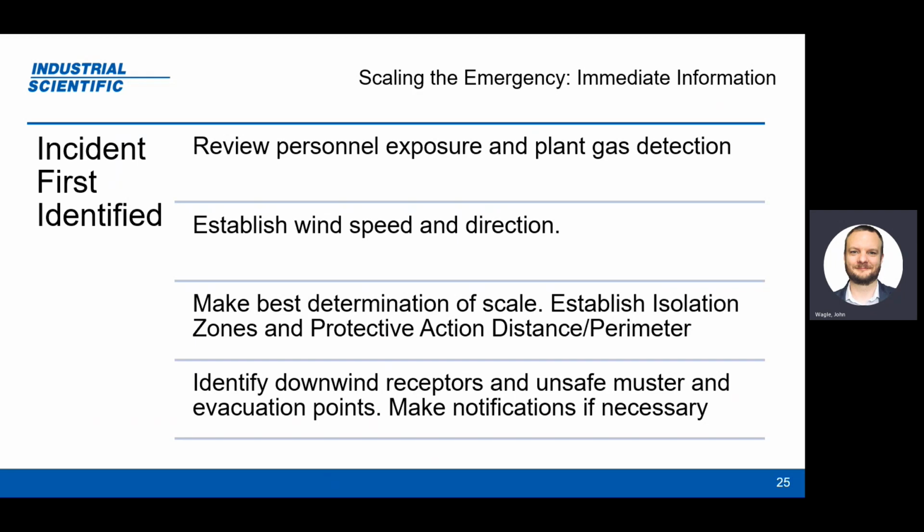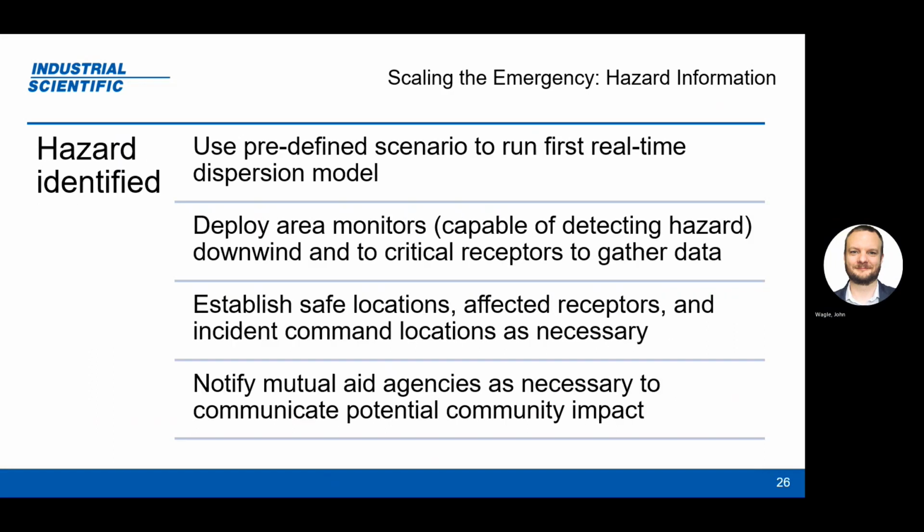We can then establish wind speed and direction to start to model this chemical emergency. From there, we can make our best determination of scale. This is critical. Basically, during the first 5-10 minutes of an incident, if we can establish where it's coming from, point 1, and point 2, how serious it is, we can then very quickly establish an isolation zone and come up with our protective action distance to ensure our response is on key. From there, we also can identify downwind receptors and unsafe muster points and make notifications if necessary, and incorporate all of this information into our plan going forwards.